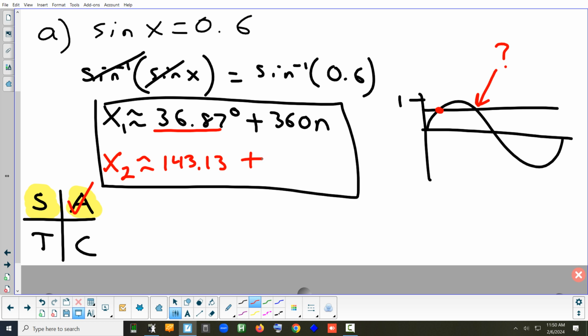Now, what do we put on the end of that one to indicate that it repeats? 360. Yep. And the nice part is you can double check that by graphing it. Put one side in y1, one side in y2, and you could do the intersect and make sure those are right. But we have to know how to do it algebraically because of stuff that's going to be coming up.